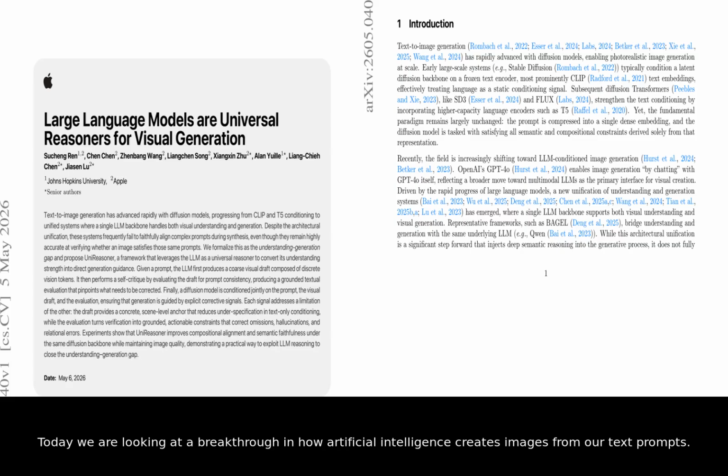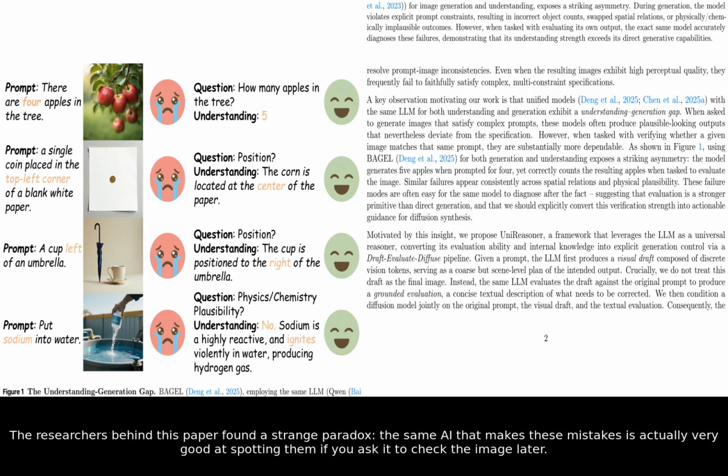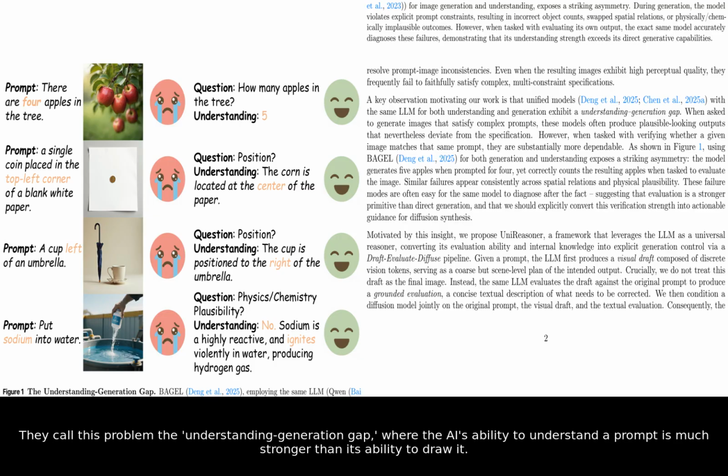Today we are looking at a breakthrough in how artificial intelligence creates images from our text prompts. Have you ever noticed that AI image generators sometimes fail at basic things like counting objects or placing them in the right corner? The researchers behind this paper found a strange paradox. The same AI that makes these mistakes is actually very good at spotting them if you ask it to check the image later. They call this problem the understanding generation gap, where the AI's ability to understand a prompt is much stronger than its ability to draw it.